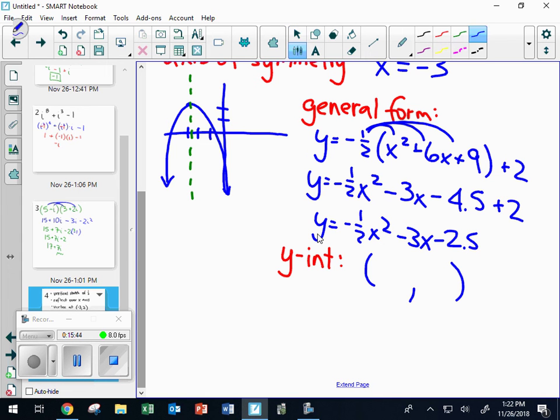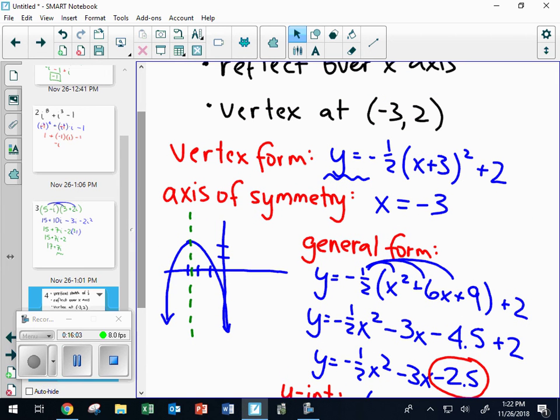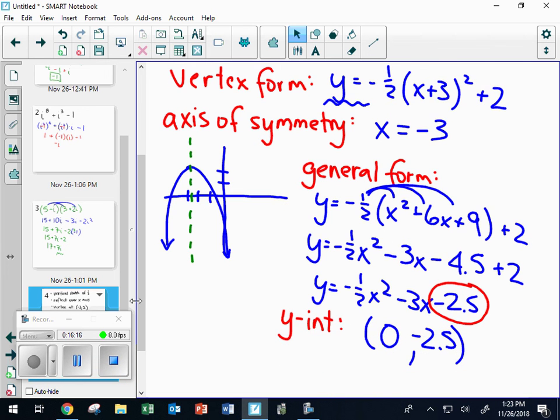So we all figured out if it's the y-intercept, that means x is equal to 0. And our y-intercept in the general form is just this last number, only for the general form. So we found the y-intercept. If we look up here, and you got to the vertex form, and they asked you for the y-intercept, is 2 your y-intercept? It is not. So if you're in the vertex form and they ask you for your y-intercept, you need to come down, find the general form first, and then you can find your y-intercept. Okay?